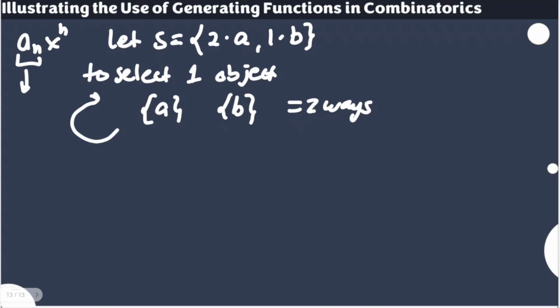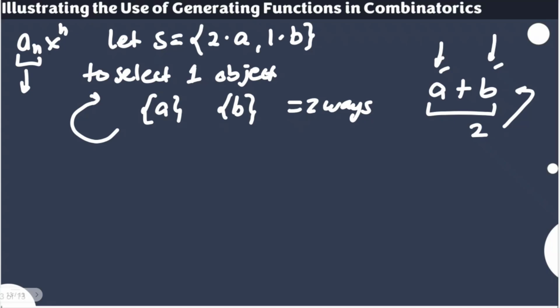Now, in terms of notation, if we can select A and we can select B, this entails 2 ways. So if I'm going to select A, no matter whether that's the first identical A or the second identical A, or I'm going to pick the other letter from the multi-set, which is just B, there are 2 ways for me to select one object, and it's denoted by the sum of these two: A plus B. There are 2 of them to select one object, because this is one object and one object.